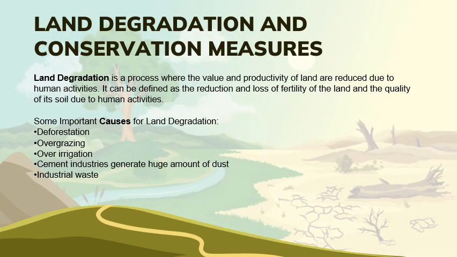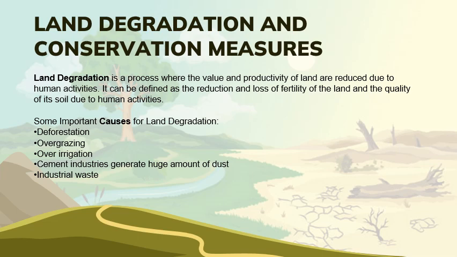Land degradation and conservation methods. We know that over time the quality of land declines, and this is what we call land degradation. It is a term used to describe how a piece of land loses value and productivity, usually as a result of some human activity. So what is the reason for this land degradation?